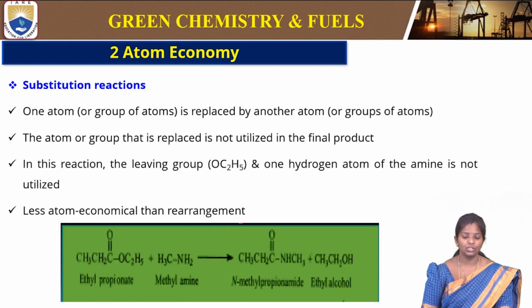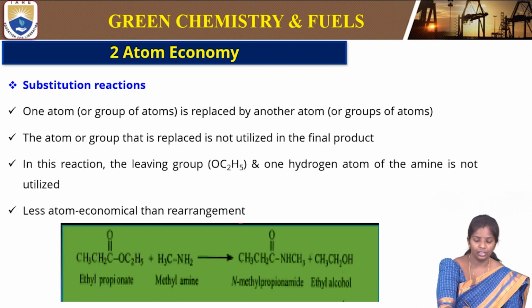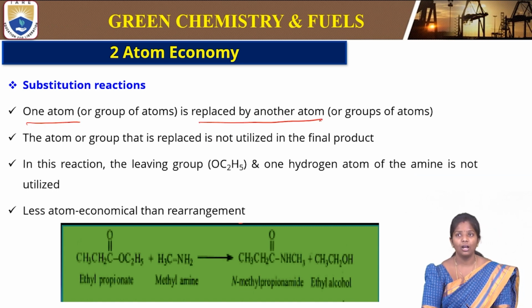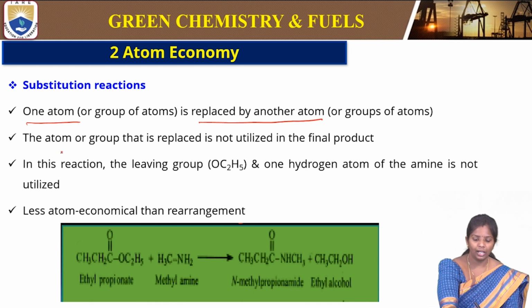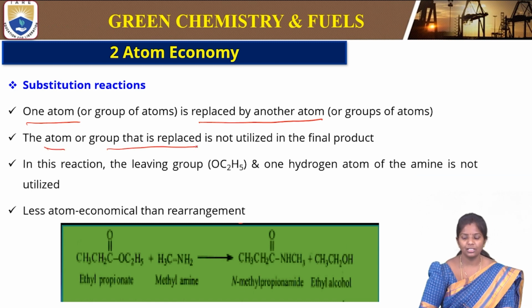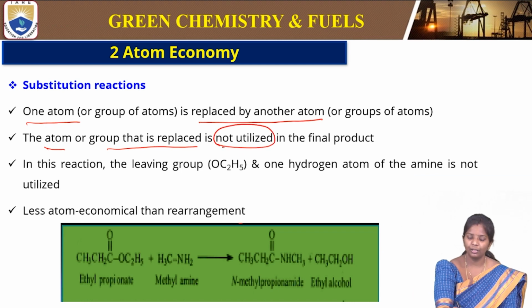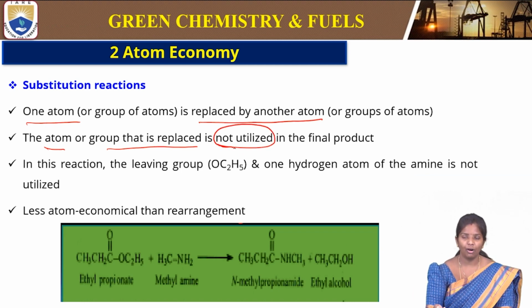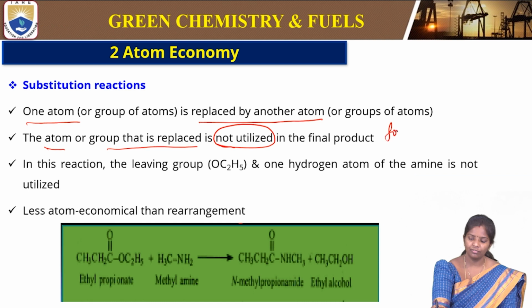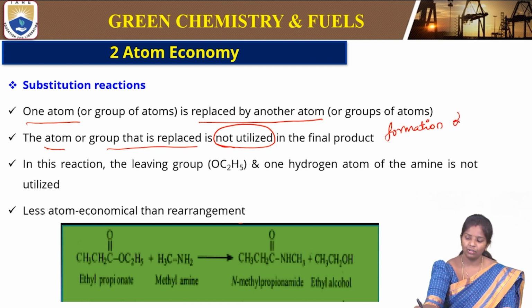Next come the substitution reactions. We are substituting an atom. One atom or a group of atoms is replaced by another atom or group of atoms, and the atom or group that is replaced is not utilized in the final product. It means it is forming a byproduct. In a substitution reaction, formation of byproduct is happening.